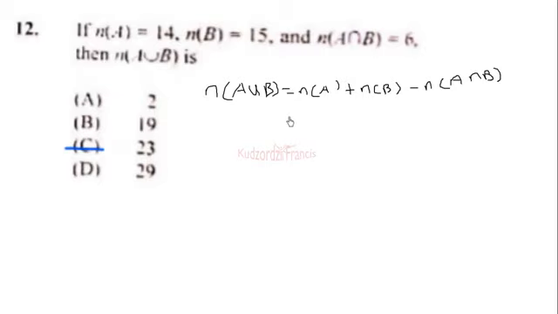So now this will be equal to 14, then we have 15, then we have the intersection which is 6. So all this will give us 29 minus 6, and that will be equal to 23. So the correct choice is option C.